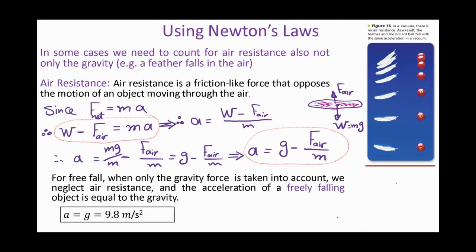So we studied before that if an object is falling down, it's affected only by gravity. So its weight is mass times gravity, and its acceleration a equals the gravity, which is 9.8. But this is not the real case, because there is also another force which is opposite to the motion, which we call the air resistance.